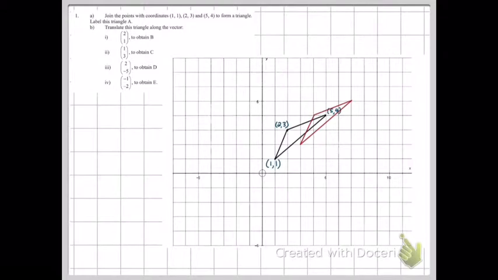Okay, so there's the shape in red. The bottom point of the triangle is 1, 1. We've added 2 to the x value to produce 3, and we've added 1 to the y value to produce 2, and for the sake of completion I will write the coordinates of that new position. We could do the same for the other points as well. Part 2, we're going to move right 1 and up 3.